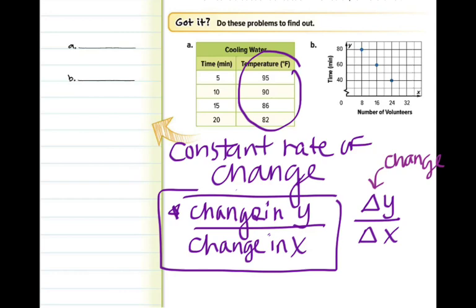Okay, so let's take a look at A. If we look and see how our y's change in A, let me get a different color here so it's a little bit easier to see. So if we look at our change in the y, let's see what happens. This went down 5.